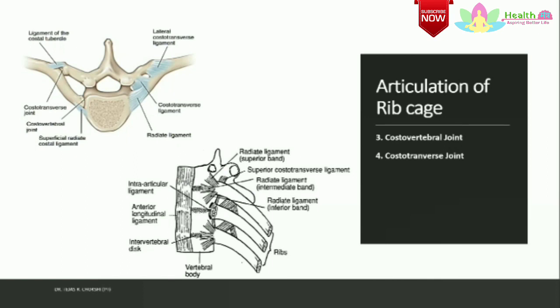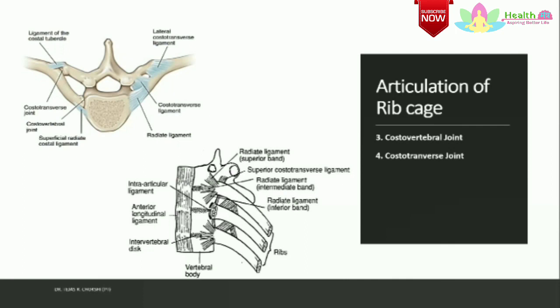Now the typical costovertebral joint is divided into 2 cavities by an intra-articular ligament. Another ligament which supports the costovertebral joint is the radial ligament. It has 3 bands. Now the atypical costovertebral joints of ribs 1, 10, 11 and 12 are more mobile than the others as they articulate with only one vertebra. Both rotation and gliding motion are possible at all costovertebral joints.